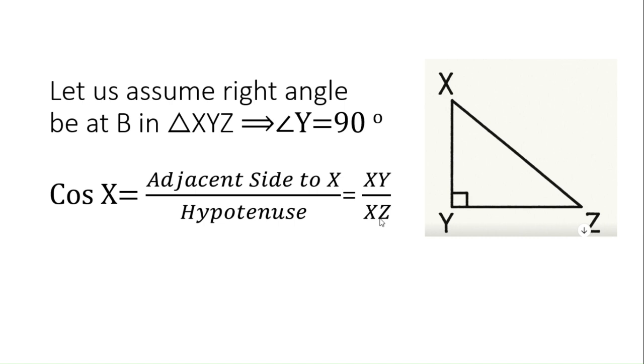Now we are taking triangle XYZ. Again, the right angle is at Y and X is the acute angle. Cos X is nothing but the adjacent side to X by hypotenuse. The adjacent side to X is XY and the hypotenuse is XZ. We have applied cos A in triangle ABC and cos X in triangle XYZ, as given in the problem.